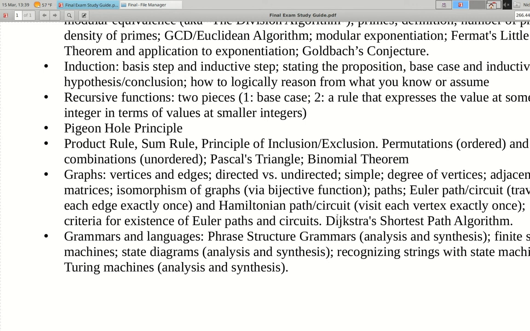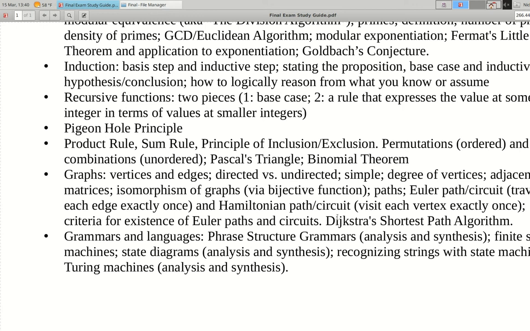And then Dijkstra's shortest path algorithm, so there will be a question on Dijkstra's algorithm. So if you like Dijkstra, there's a free problem. And grammars and languages. So this was all the stuff that we talked about, but the only thing I'm going to ask you on the exam is related to phrase structure grammars.